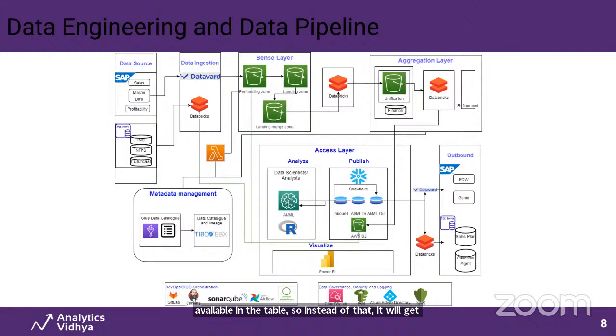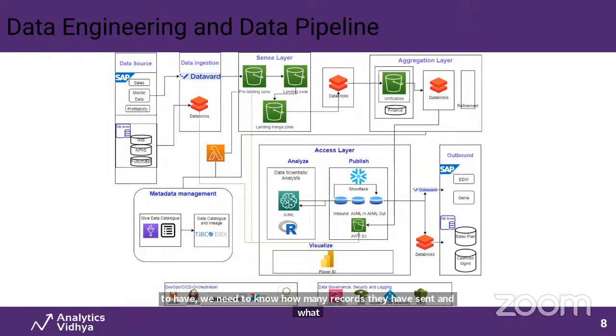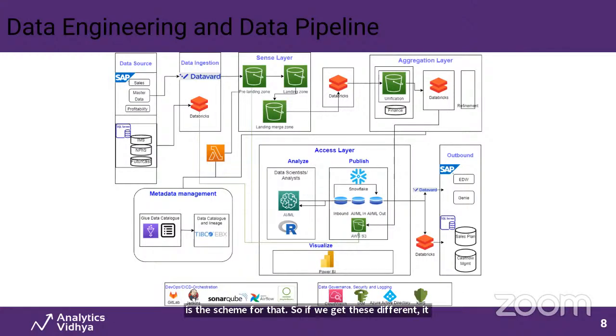Okay, so coming back to here. When I say the metadata for this data, when our source system is pushing the data from their database to our data lake, we need to know how many records they have sent and what the schema for that is. If we get these details, it will be easier for us, and also we are sure that there is no data loss.